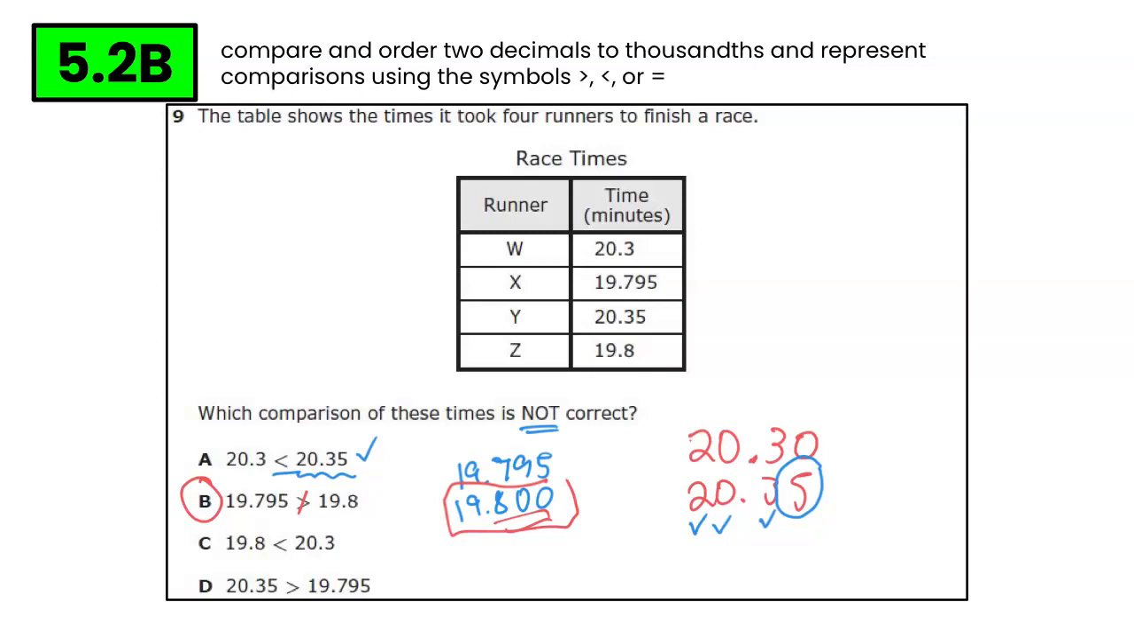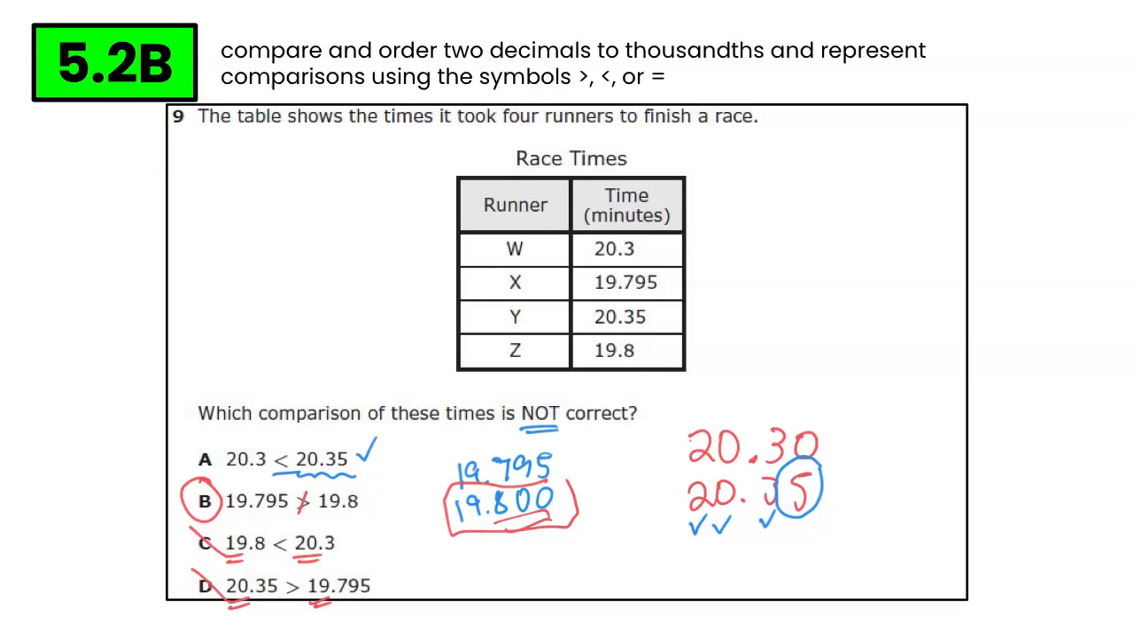Letters C and D, you'll notice that the student should be able to figure it out just based on the whole number itself and not even looking at the decimal. So 20 is bigger than 19, therefore that one is correct and is not the right answer. And then here, 20 is greater than 19, which is correct, and so therefore not the right answer.